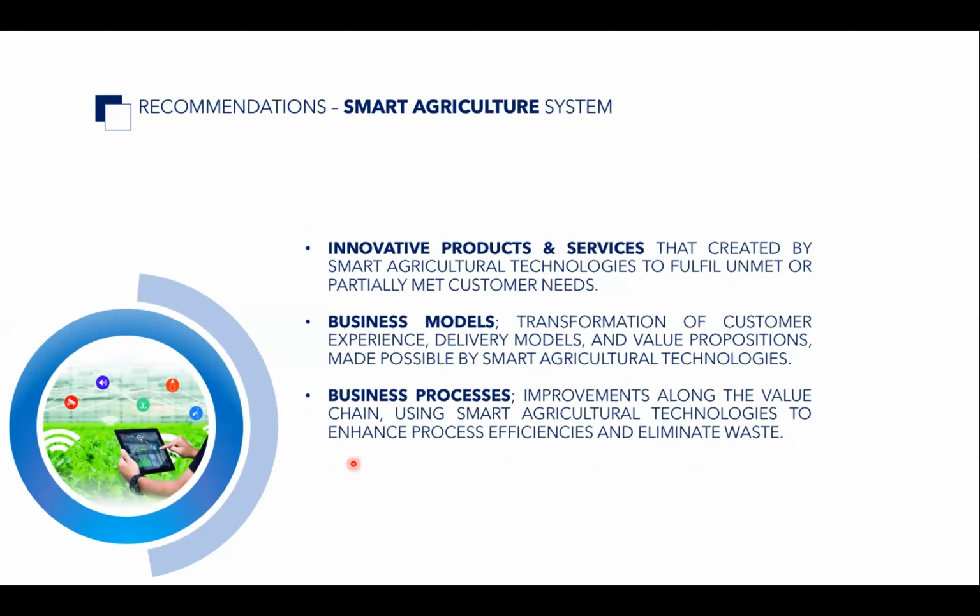And the last part of my presentation: innovative products and services, and of course business model, because we also have to consider the economic aspect, economic sustainability, and business process improvement along the value chain. Smart agricultural technology can enhance process efficiency and eliminate waste, because we are talking about a sustainable environment.